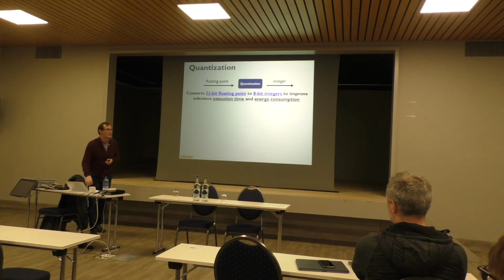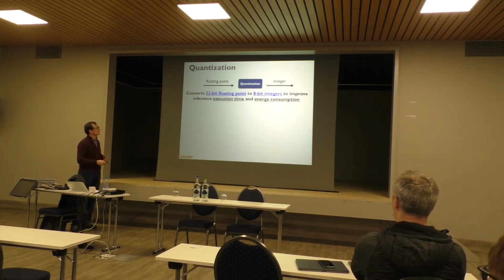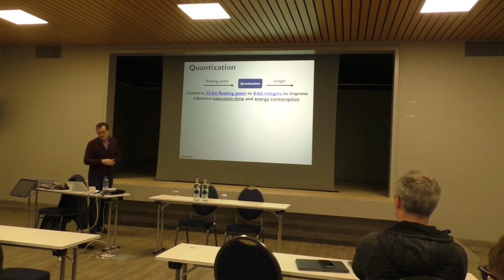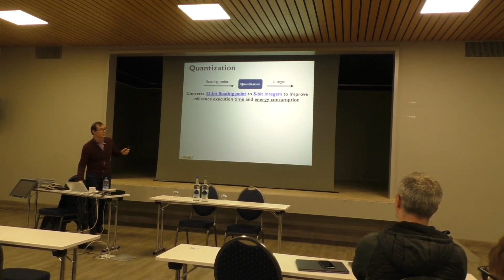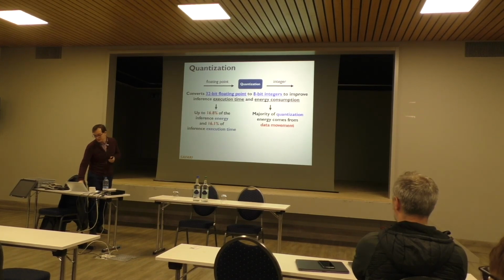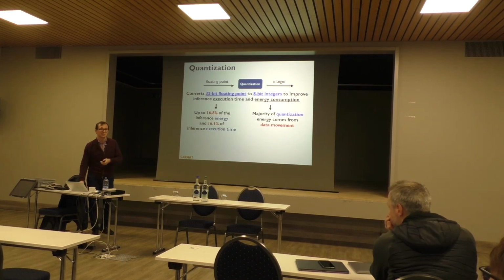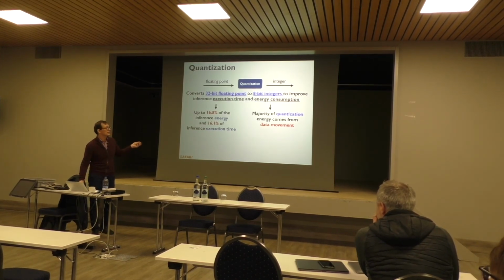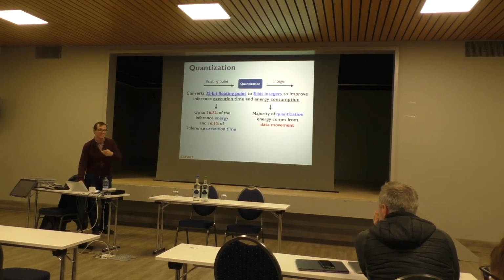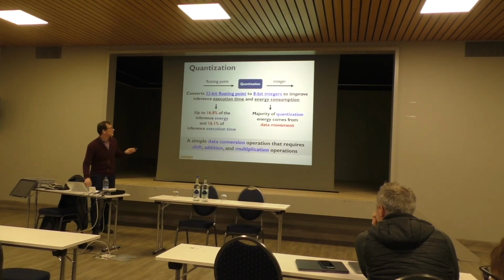Quantization is similar, because actually all networks do this: you don't use large floating point numbers, you use simple integers to reduce energy. But while you're doing the quantization, it takes time. You need to move the data to do the quantization, and it doesn't make sense to do it in the CPU. It makes a lot of sense to do it in the logic layer because you minimize the data movement. And it's a very simple data conversion operation again. It requires shift, addition, and multiplication, and you can do it with lookup tables also.